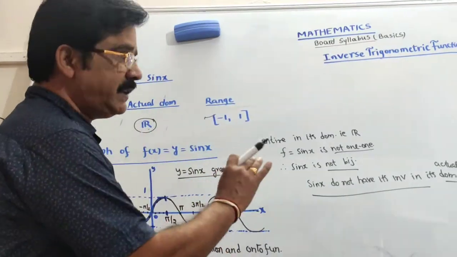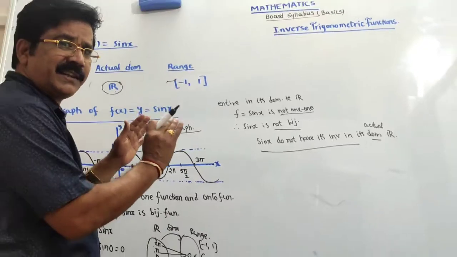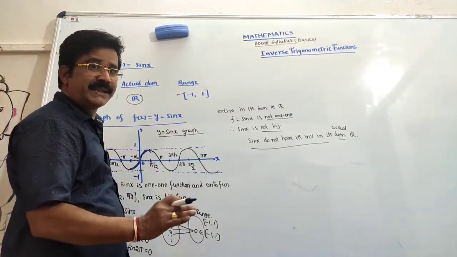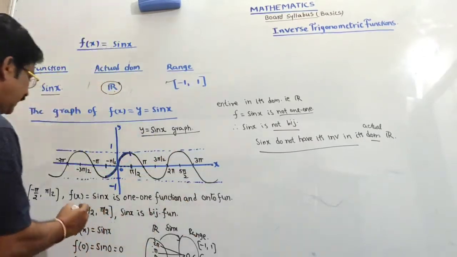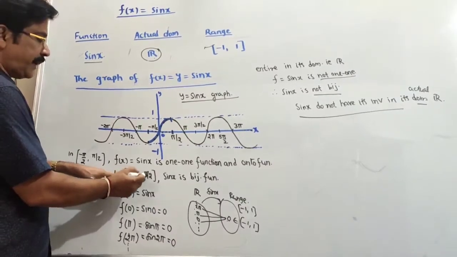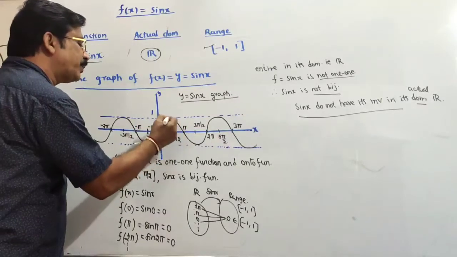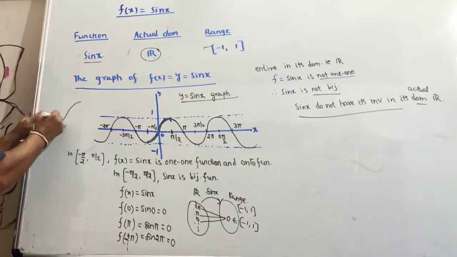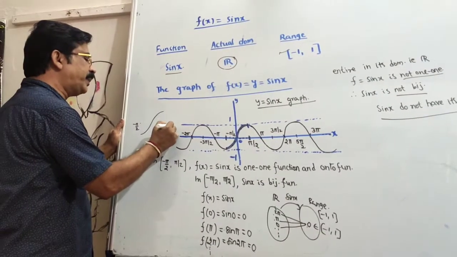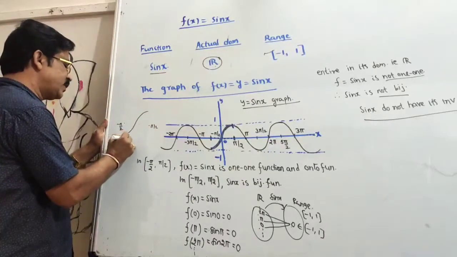So, to avoid this inconvenience, we are restricting, we are reducing the domain so that it is a bijective function. What is that restricted area or bijective area? This one, the closed interval of minus pi by 2 to plus pi by 2. In this area the curve will be like that. It is minus pi by 2 and this one is plus pi by 2. So in this area, this curve will be like that. Here, this is a bijective function.